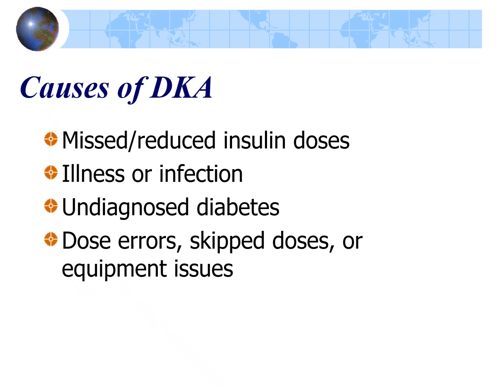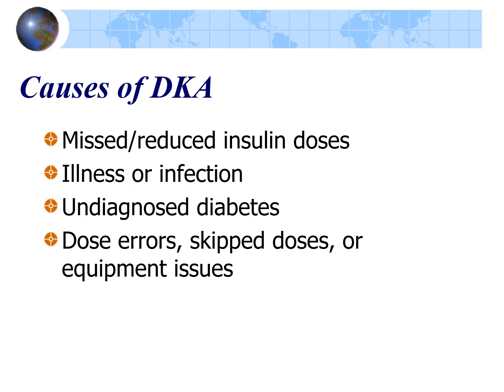There are three main reasons DKA develops. The first reason is decreased or missed insulin doses. For example, a patient might reduce insulin because they feel sick and eat less, but the body actually needs insulin even more during illness. The second reason is illness or infection. These stress the body and increase blood sugar needs.